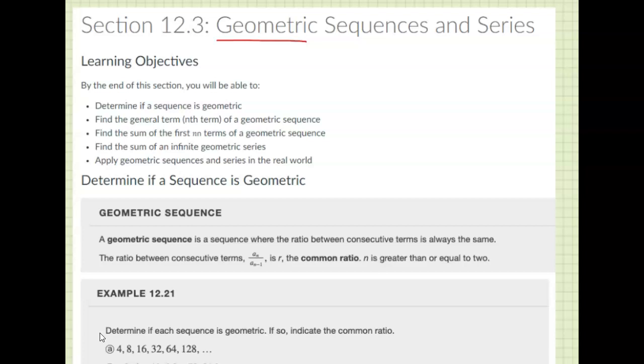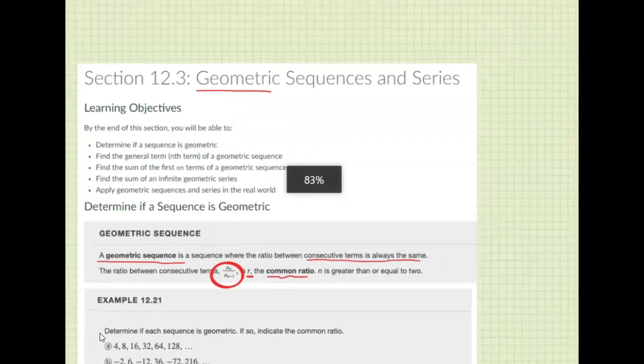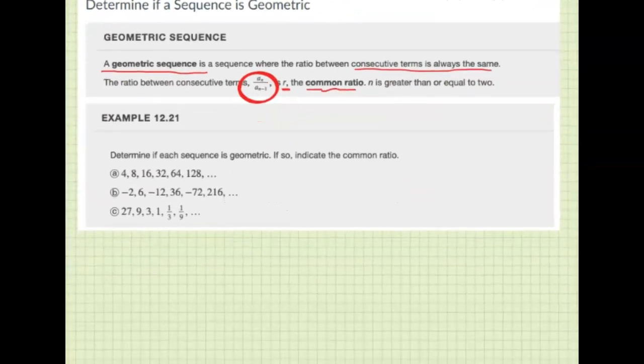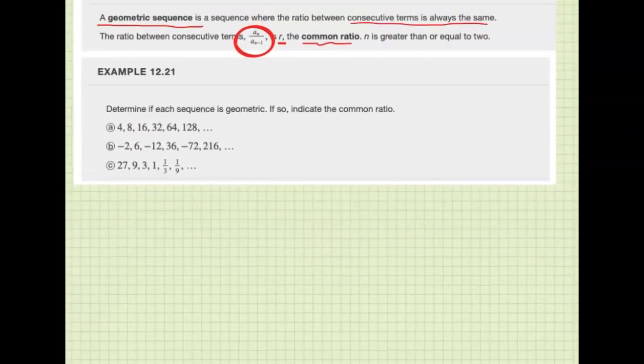Okay, so what you're looking for to figure out whether it's a geometric sequence or not, the ratio between consecutive terms is always the same. So if you're dividing a term by the previous one, it should give you the same number, and that number is called a common ratio. All right? So let's look at this next example and figure out if these sequences are geometric or not.